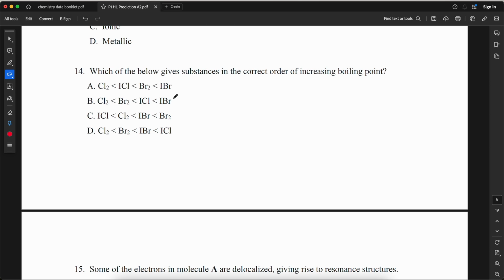To decide which has the strongest dispersion force, it is the one that has higher molecular mass. First let's compare Br2 and Cl2. Br2 has higher molecular mass. So we compare between ICl and IBr. ICl has a slightly lower molecular mass than IBr, so IBr has the highest molecular mass among the substances. Therefore, the answer will be B.